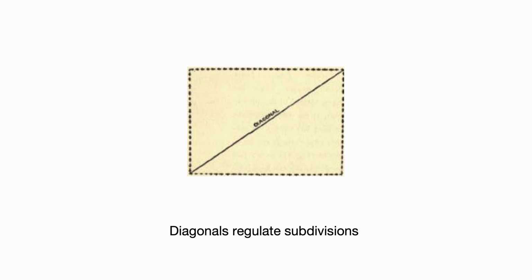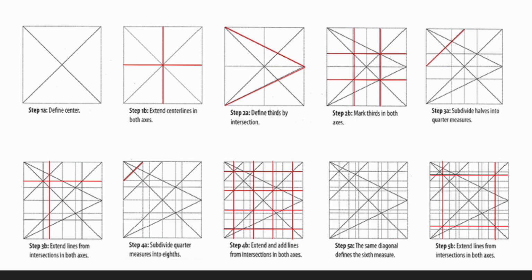So diagonal lines regulate subdivision within a composition. And here is how you can create some of these regulating lines. You can draw diagonal lines from corner to corner to define the center, extend the center lines along both axes, define the thirds by crossing those intersections.